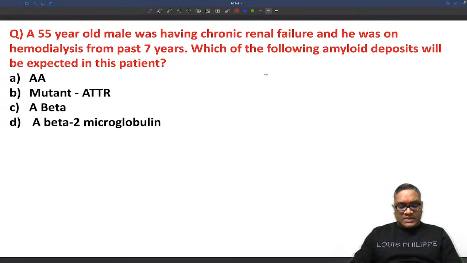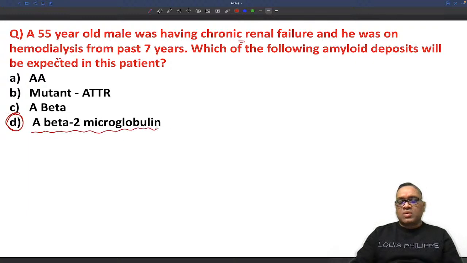So the first correct answer I have got is from Praveen Kumar, that is D, right? So whenever there is, see, what is this? This is renal failure and hemodialysis, right? Whenever you see a history of renal failure and hemodialysis, you will be having hemodialysis associated amyloidosis. And what is hemodialysis associated amyloidosis? A beta 2 microglobulin, right? So this should be the right answer.